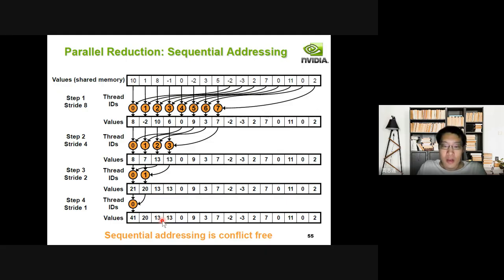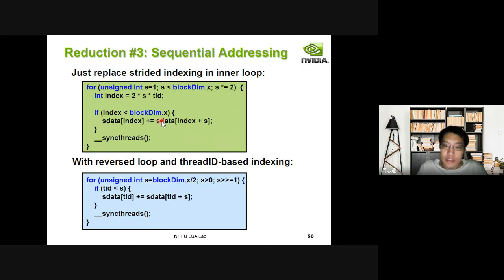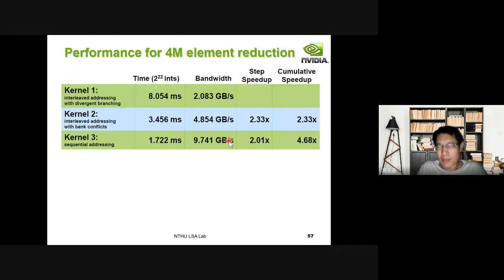Okay. All right. So again, this is how you could rewrite the code to avoid bank conflicts. And by doing that, you can see we achieve another factor of 2 performance speed up. And in total, you can multiply them together to reach 4.68 speed up.